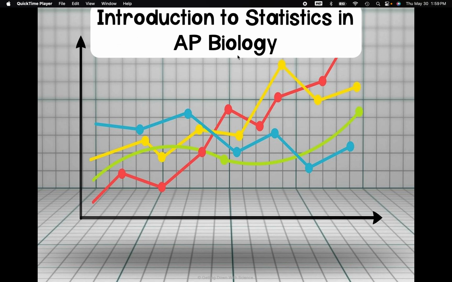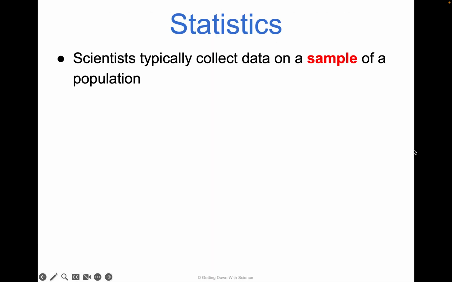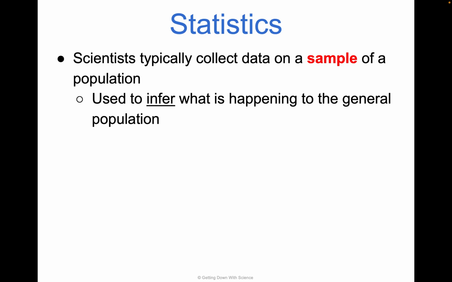Welcome to Introduction to Statistics in AP Biology. We use statistics a lot in biology in order to look at data and make inferences about it. So let's get started. Scientists typically collect data on a sample of a population. We use it to infer what is happening in the general population itself.